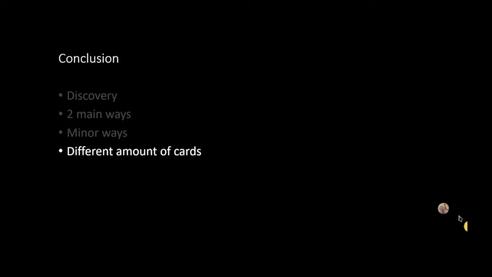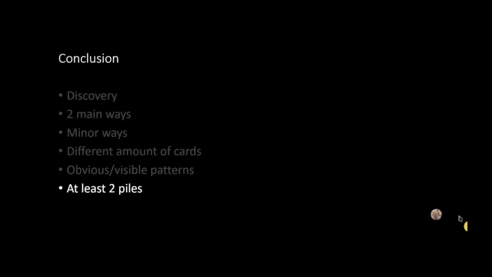Conclusion. During this presentation, you have seen what we have discovered. We have found 2 main ways to do the magic trick and many more minor ways to do it. We also have found how to incorporate base 3 into the magic trick. We know that the magic trick can work with a different number of cards, but we didn't find any visible or obvious patterns. The one thing we do know for sure is that you need at least 2 piles when you distribute the cards. We hope that you learned something new from our presentation and that you have enjoyed it. Thank you for listening.